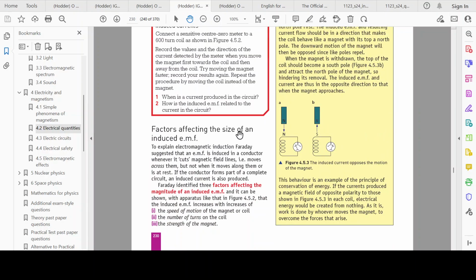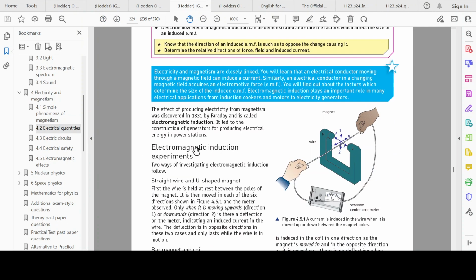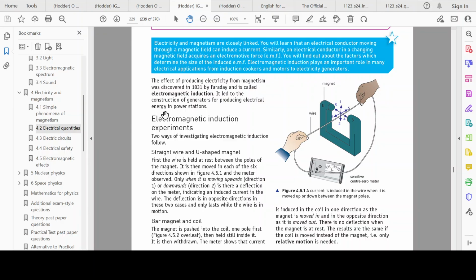Now, what are the factors affecting the size of an induced EMF? That is our topic, electromagnetic induction.